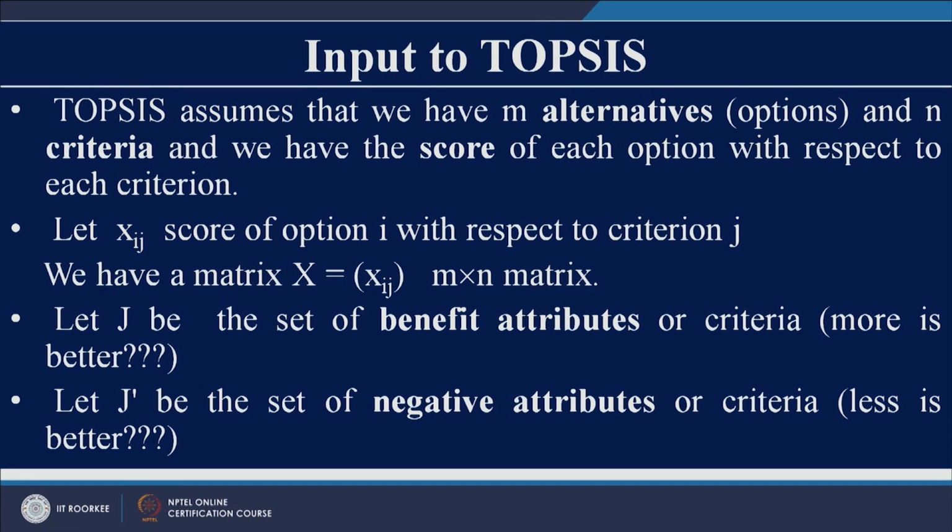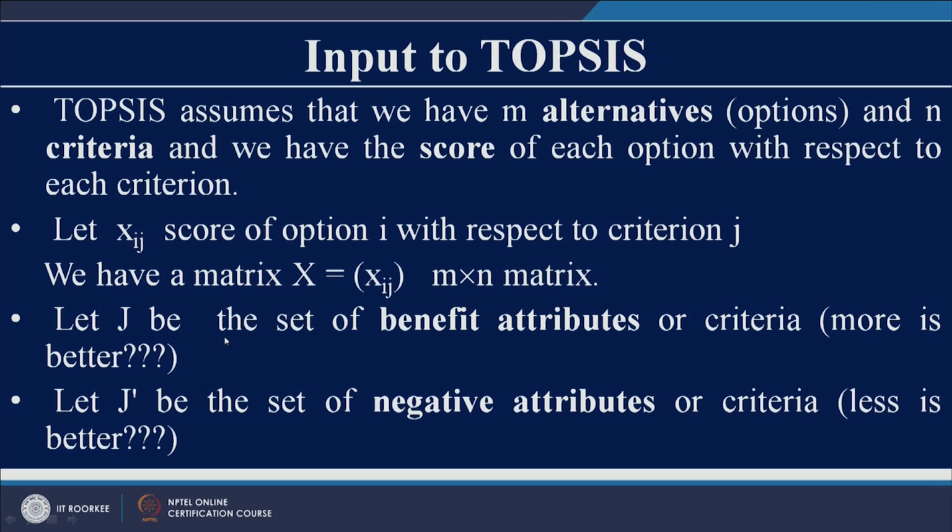So, what are different inputs to TOPSIS? So, you have got different alternatives and different criteria. So, you can have an m by n matrix. So, you can have, let us say, 4 alternatives, 3 criteria, 5 alternatives, 4 criteria, and so on, right. So, you will have Xij would represent score of option i with respect to criterion j. So, you will have an m by n matrix.